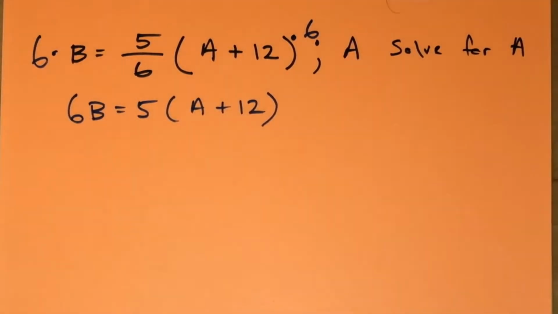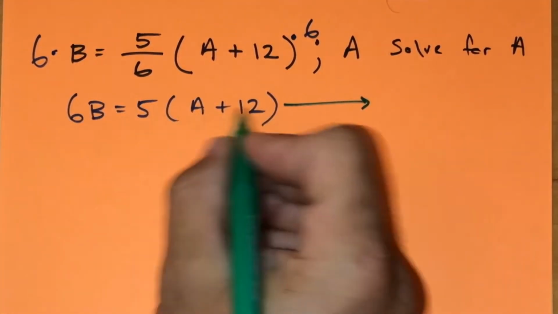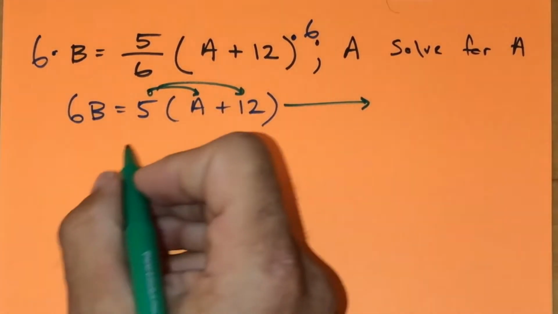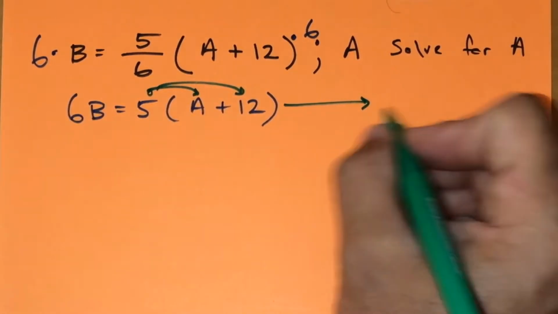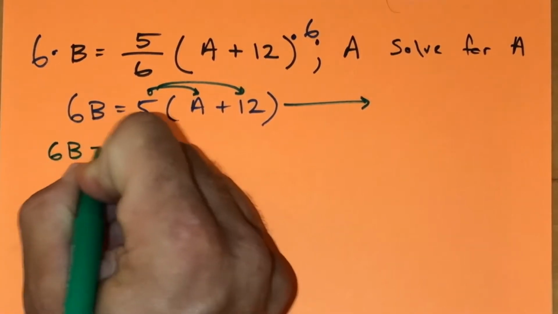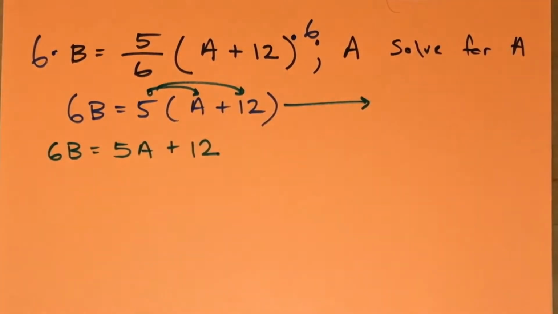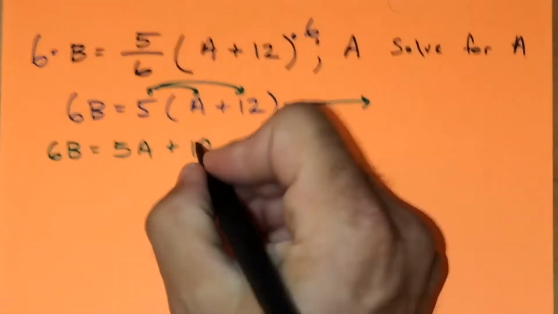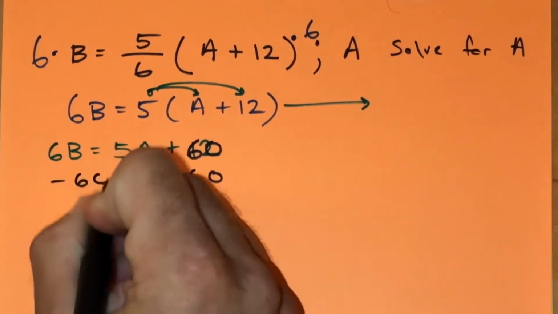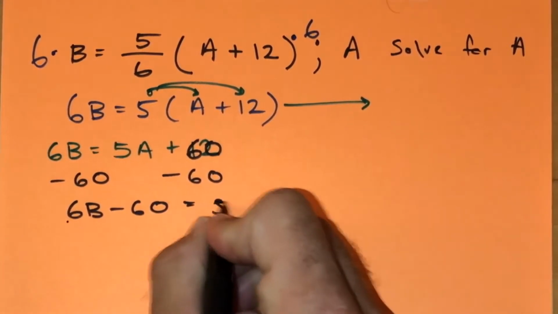Now there are two ways to solve this problem, and I'll show both ways. But the first way I want to show is actually using the distribution to try to get a by itself. Yes, you can divide by 5, and I'll show you how to do that, but this is an easy way not to make mistakes. So we have 6b equals 5a plus 12. Oh, I'm sorry, this should be 5 times 12, which is 60. And then subtract the 60 from both sides, and you get 6b minus 60 is equal to 5a.